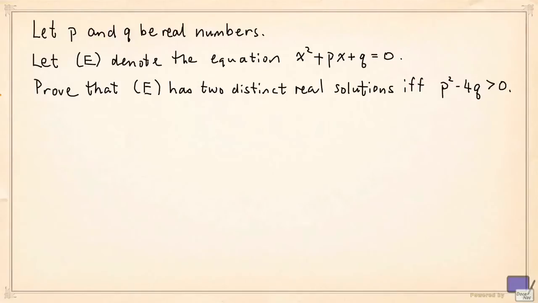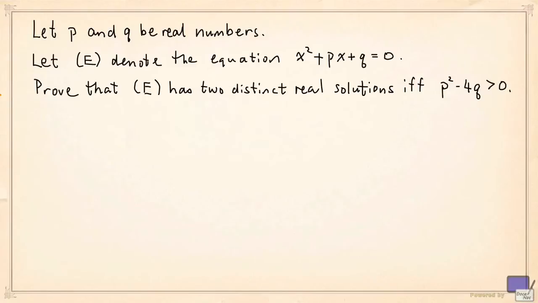Let p and q be real numbers. Let E denote the equation x squared plus px plus q equals 0. We are going to prove that E has two distinct real solutions if and only if p squared minus 4q is greater than 0. So this will be an example of a proof of an if and only if statement.